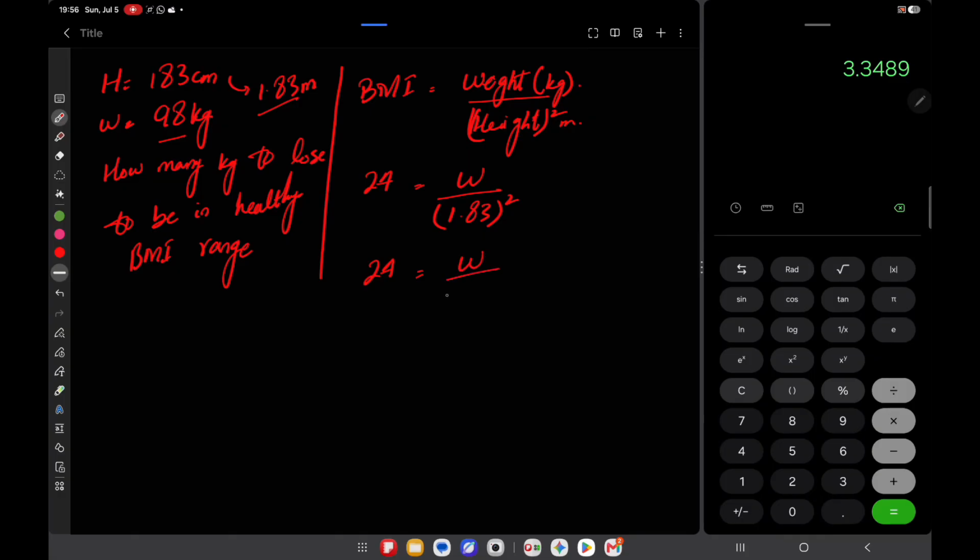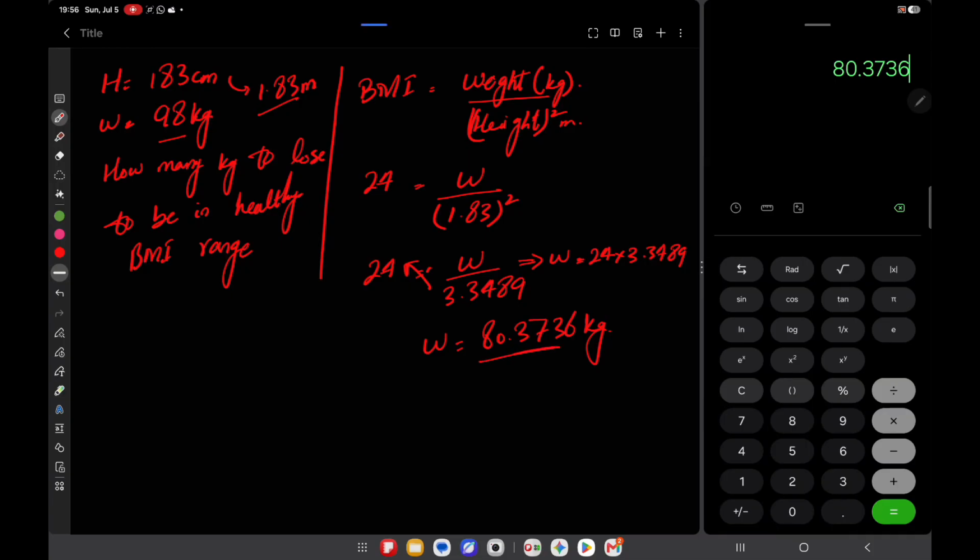Weight over 3.3489. We will multiply 3.3489 with 24. So we can write that weight is equal to 24 into 3.3489, and weight is equal to 80.3736 kg.